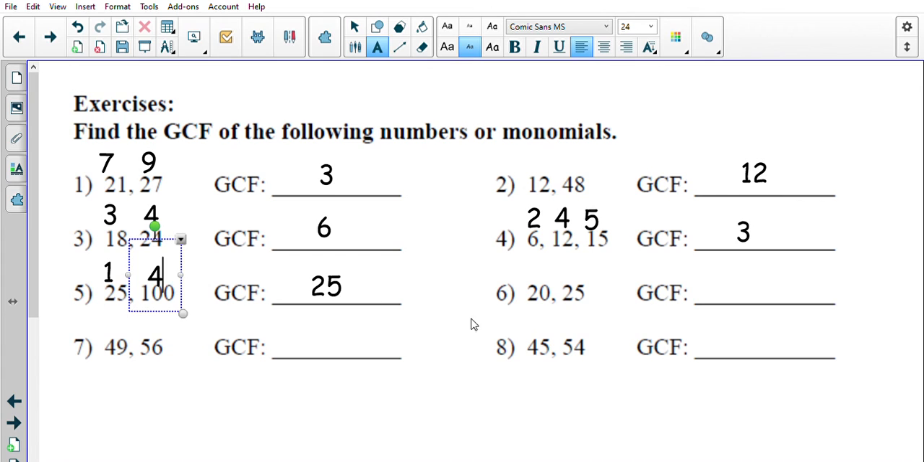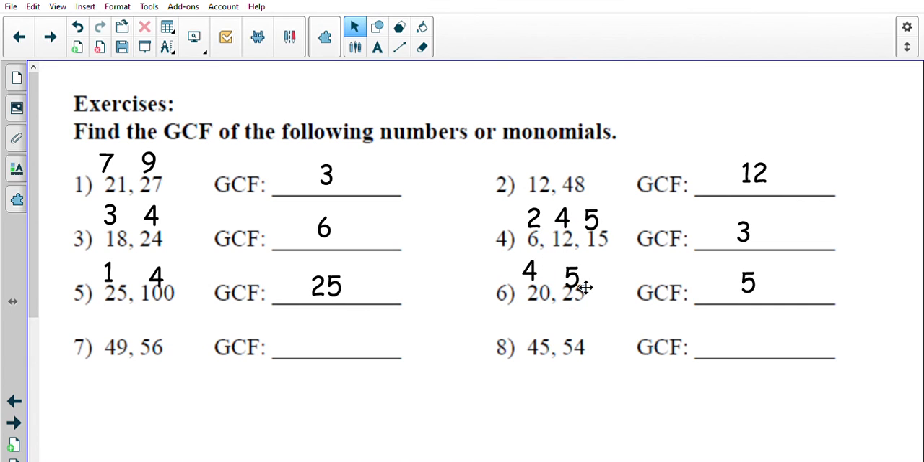What about number 6, 20 and 25? What's the largest number they both divide by? If you're thinking 5, you are correct. 20 divided by 5 is 4. 25 divided by 5 is 5. The largest number they both divide by is 5.